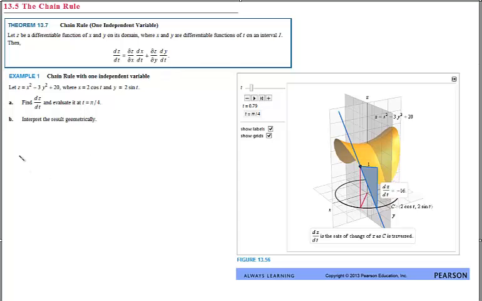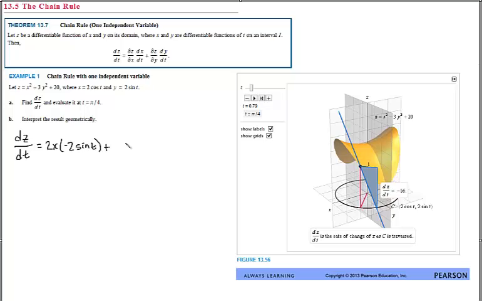So let's see if we can do this. We need the derivative of z with respect to t. So I'm going to find the partial of z with respect to x. That would just give me 2x, the rest are zeros, times the derivative of x with respect to t. That would be negative 2 sine t.